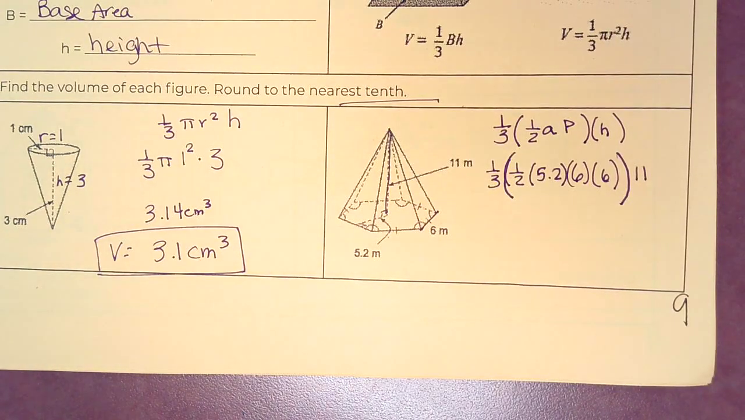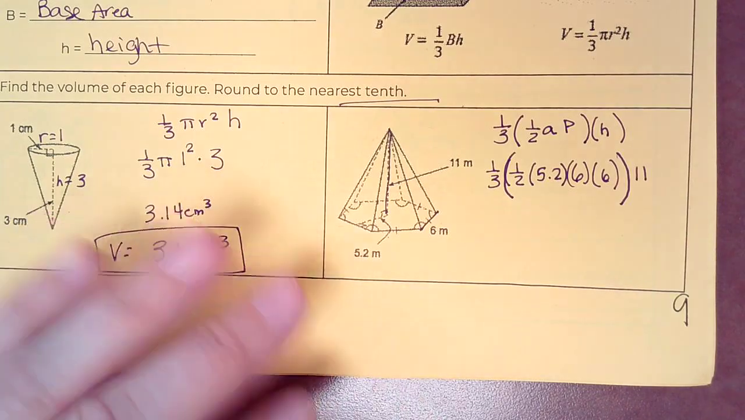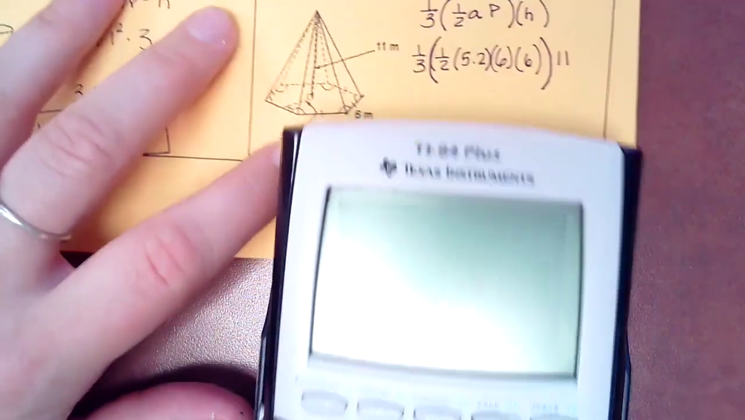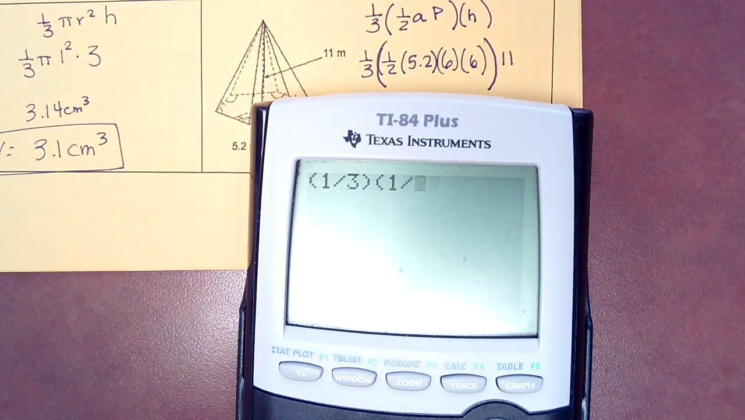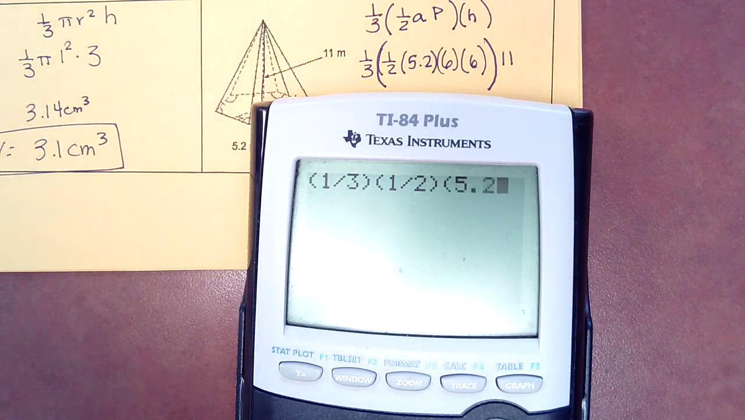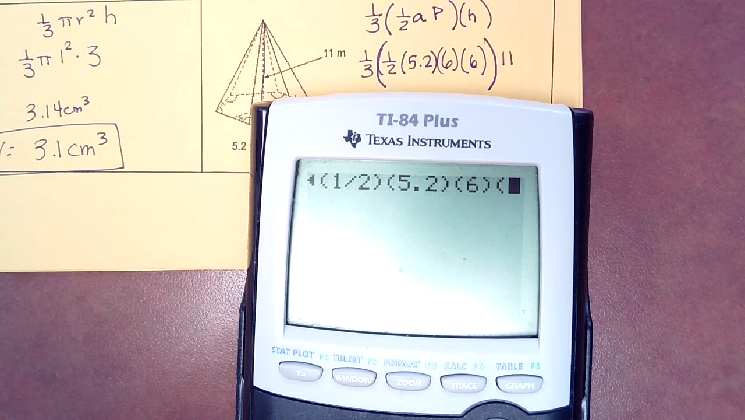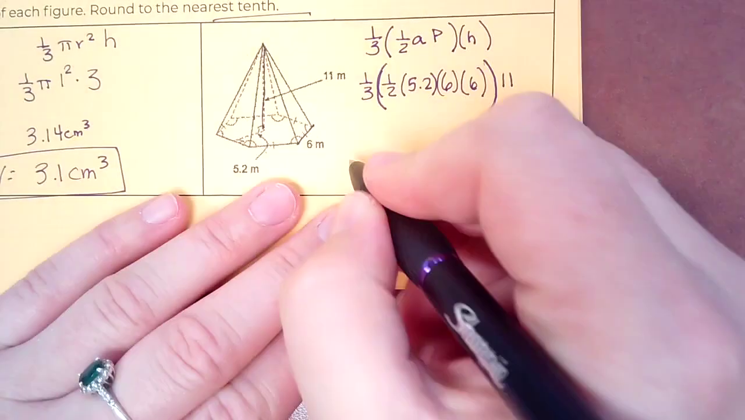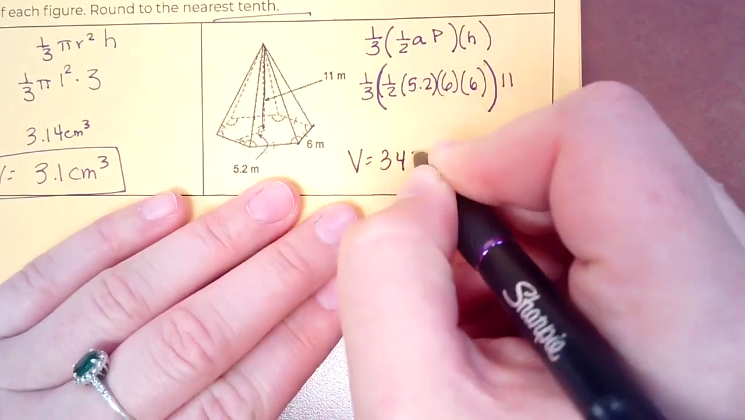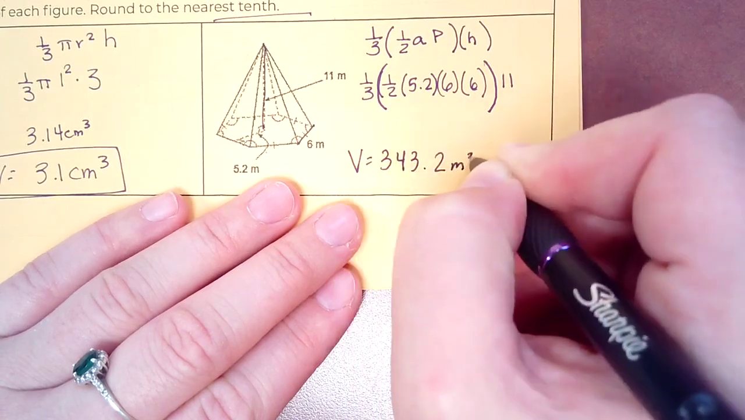So it's all multiplication, just left to right, so you can plug it all into your calculator. Again, I'm going to make sure I use parentheses around each number. So parentheses 1/3, parentheses 1/2, 5.2, 6, 6, 11, 343.2 meters cubed.